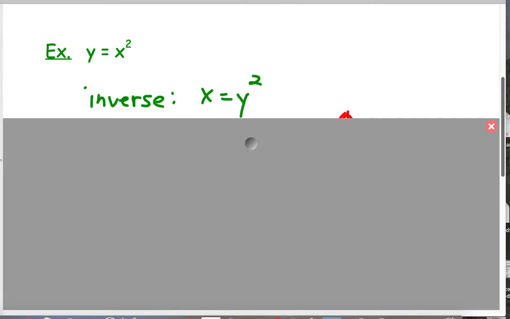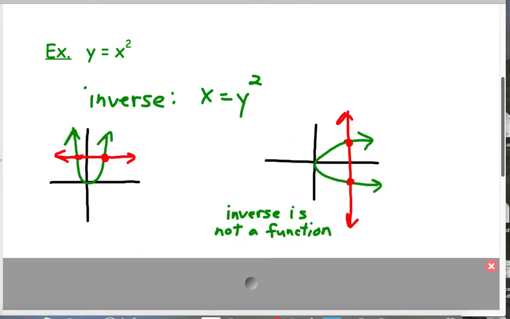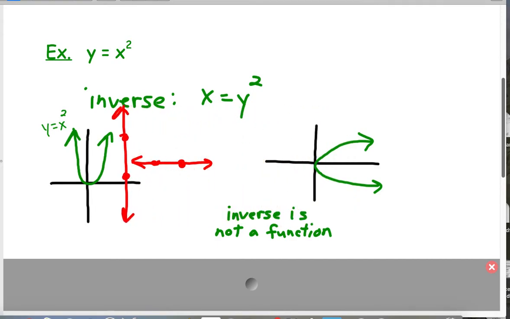If we look at y equal x squared, the inverse would be x equals y squared. Let's take a look at these graphs. On the left, you can see the graph y equal x squared in green here. And that's a function because it passes the vertical line test. A vertical line doesn't intersect this in more than one spot.